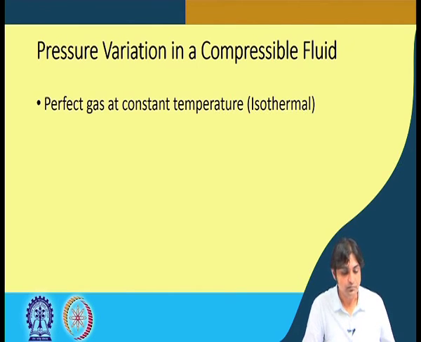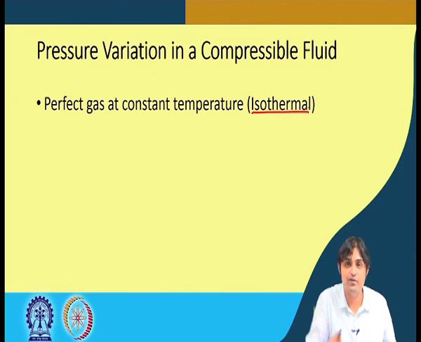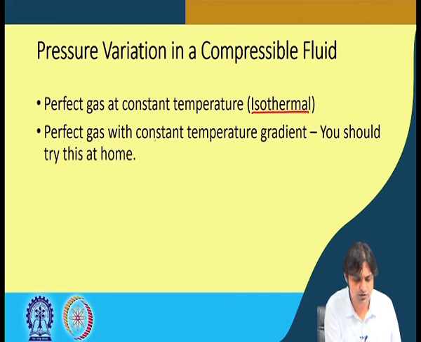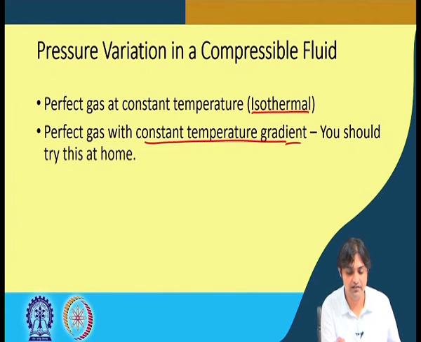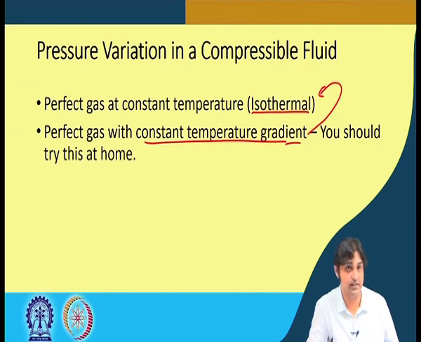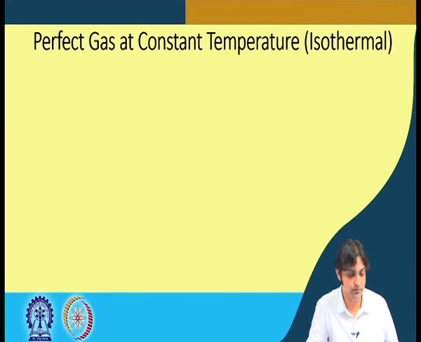Good. Now we must also be a little aware of pressure variations in a compressible fluid. There are two processes. One is perfect gas at constant temperature, isothermal. Secondly, perfect gas with constant temperature gradient. You should try this one at home, because we are not going to cover it. The derivation is the same as for isothermal, and the way it works is the same. So try this at home after watching this lecture.